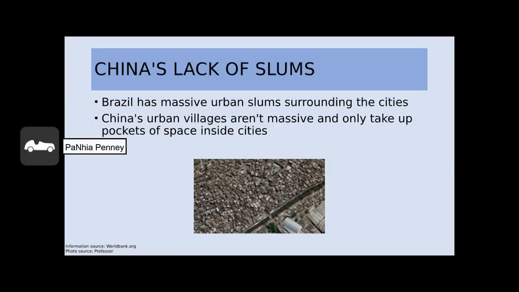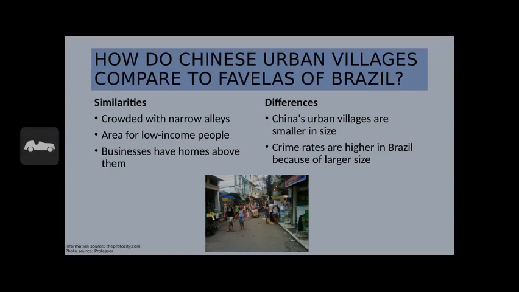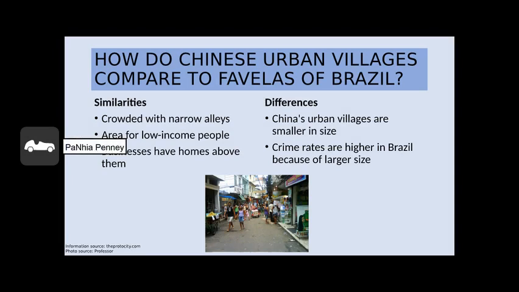Brazil has massive urban slums that surround their cities, but China's urban villages aren't massive and they only take up pockets of space inside the cities. When compared to favelas of Brazil, China's urban villages are smaller in size. Favelas are larger, so they naturally have higher crime rates.